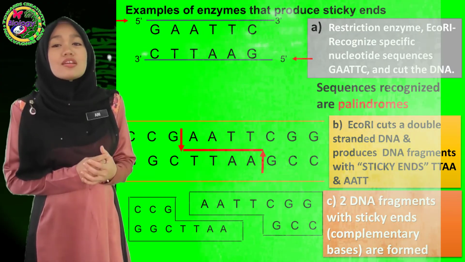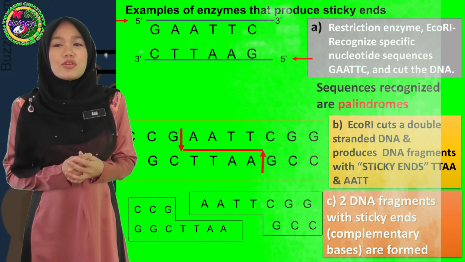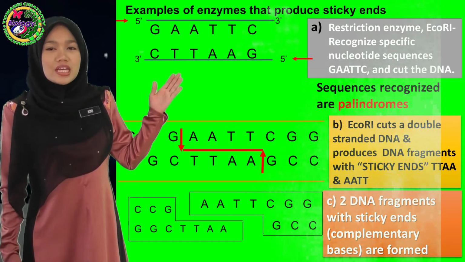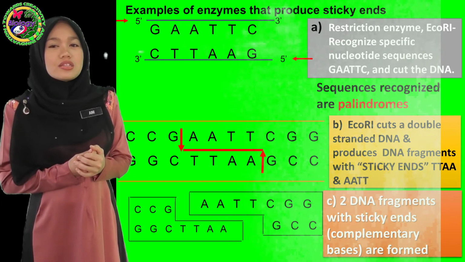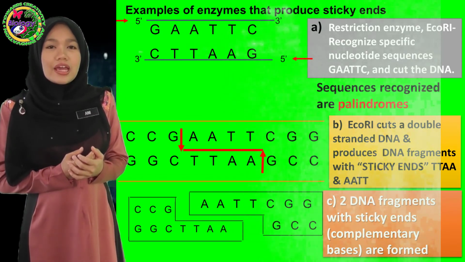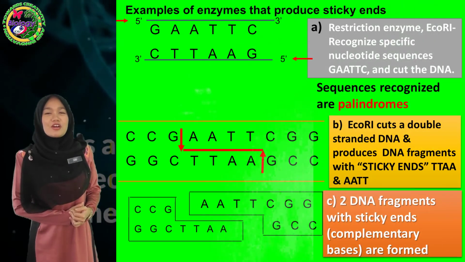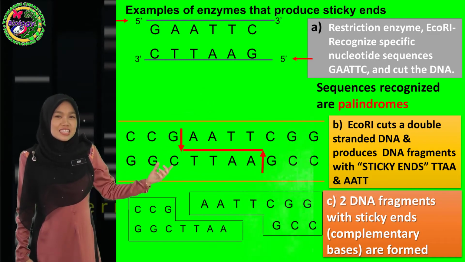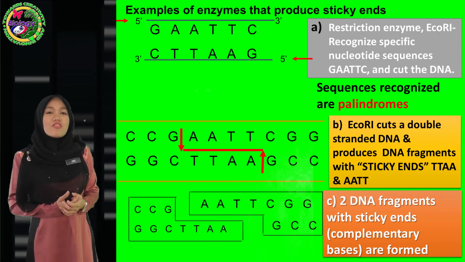How are sticky ends produced? We take our restriction enzyme EcoR1 as an example. This enzyme recognizes a palindromic specific nucleotide sequence, that is GAATTC, and cuts the DNA. EcoR1 cuts double-stranded DNA and produces DNA fragments with sticky ends. The hanging nucleotides of the sticky ends are TTAA and AATT. Thus, two DNA fragments with complementary sticky ends are formed.